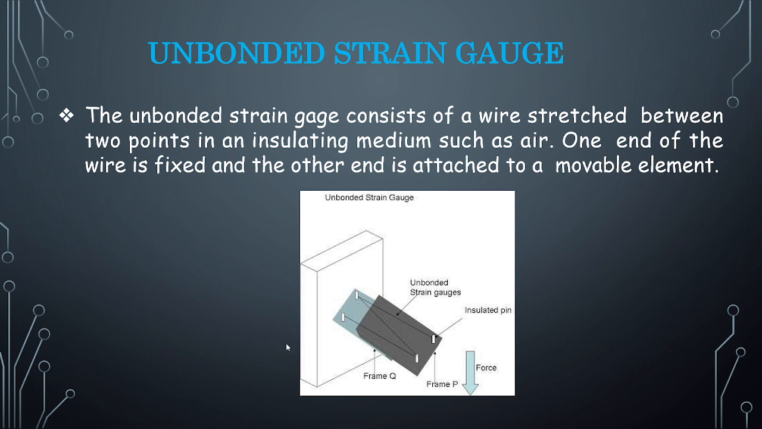Whereas unbonded, you can see it can be easily taken out and easily replaced. When we compare bonded and unbonded, unbonded is very important because it is widely used. When there are any changes, we can easily remove it. It is like a movable element. We can change it and also reinsert it. Therefore, most industries use unbonded strain gauge.